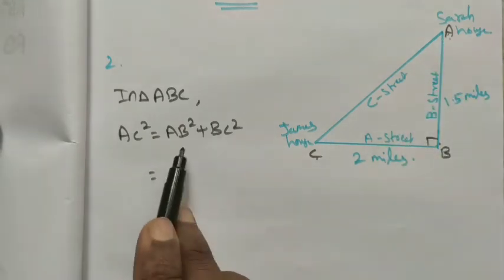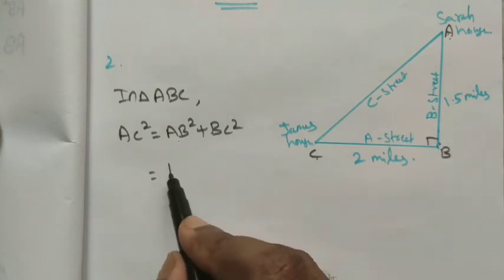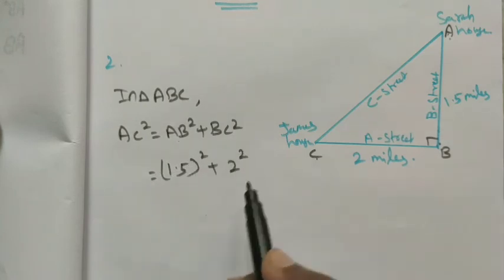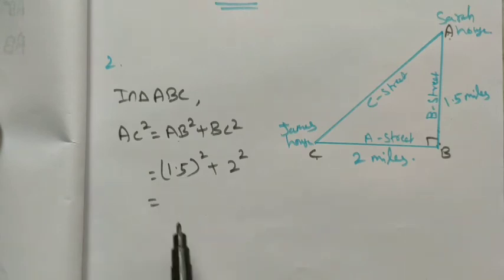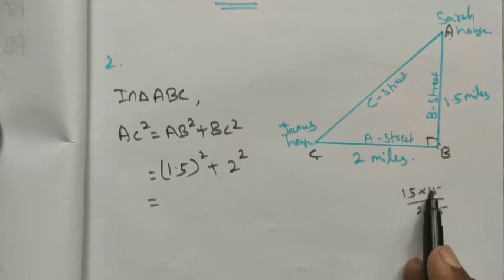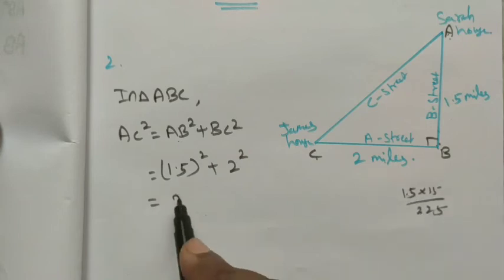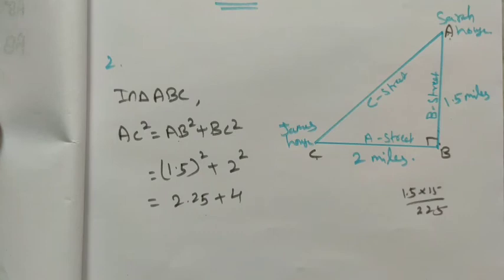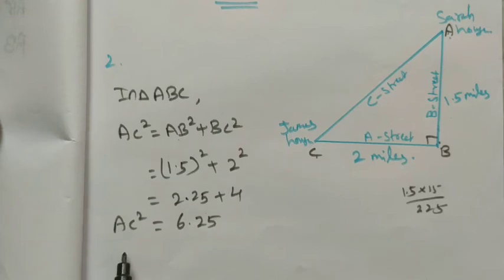So now AB square is equal to 1.5 whole square plus BC is equal to 2 square. So 1.5, that is 15 into 15. Imagine 15 into 15 is 225. Here we have one decimal, here we have one decimal, that is 2.25 plus 2 square is 4. That is equal to 6.25. Sum of this value is 6.25. That is AC square. We want to find out what is AC.